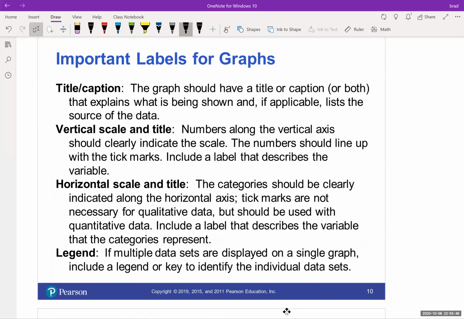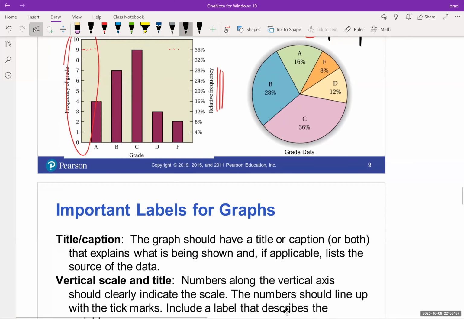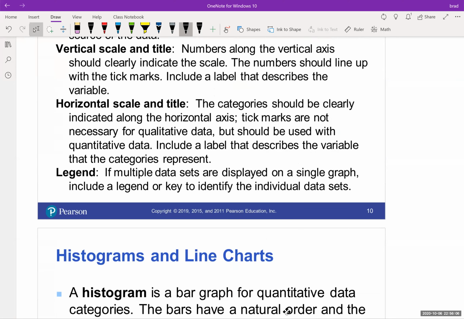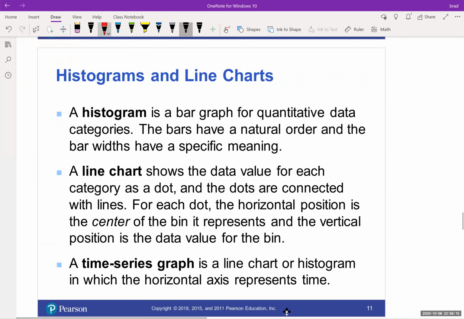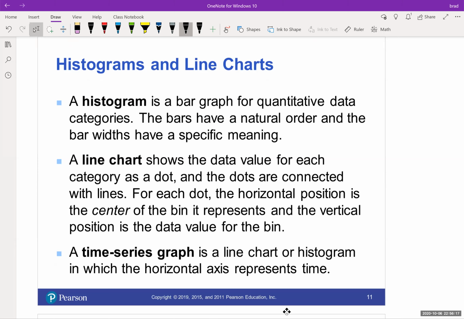Horizontal scale: the category should be clearly indicated along the horizontal axis. Tick marks are not necessary for qualitative data, but should be used with quantitative data. And so if you look at the bar chart, you notice how they didn't do like this. But normally with quantitative, they would do something like that, okay? Multiple data sets displayed on a single graph should include a legend or a key to identify them. That's kind of no big deal. Okay, let's see here. Histograms. So histograms are oftentimes used with frequency tables and relative frequency.